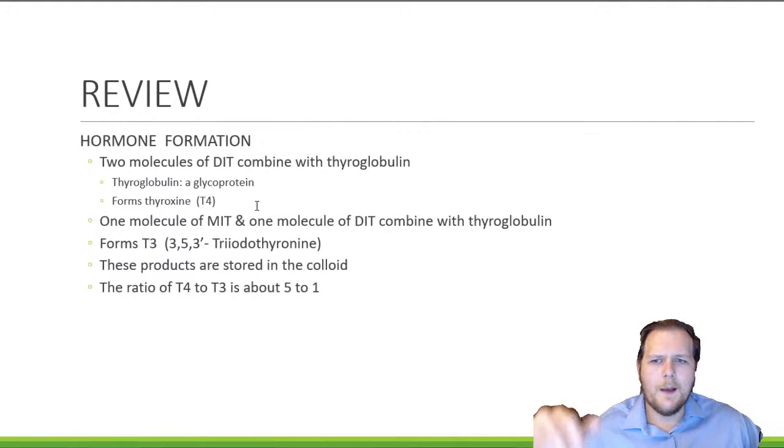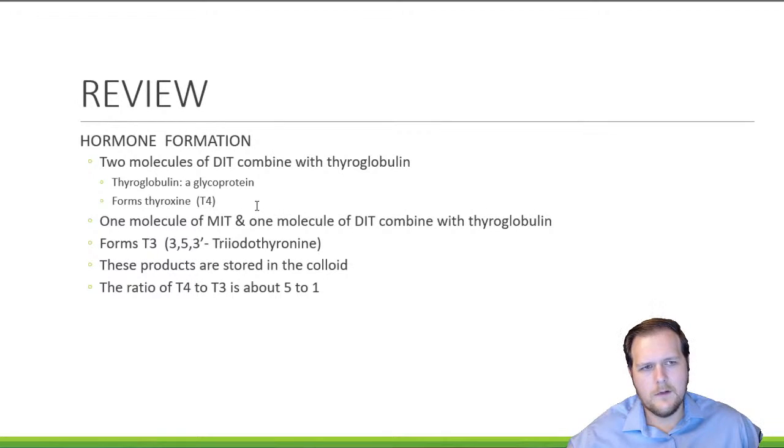Basically, though, what happens is that when you have two molecules of diiodotyrosine come together, two diiodo, that basically turns into T4. Now that has 4 iodides on it. If you have a monoiodotyrosine and then a diiodotyrosine come together, that forms T3. You have 3 iodides at that point there. You're going to see that the T4 is going to be produced in a higher degree.